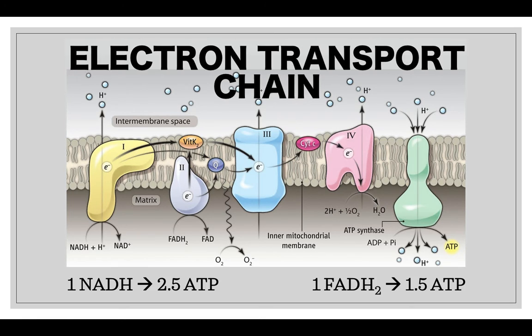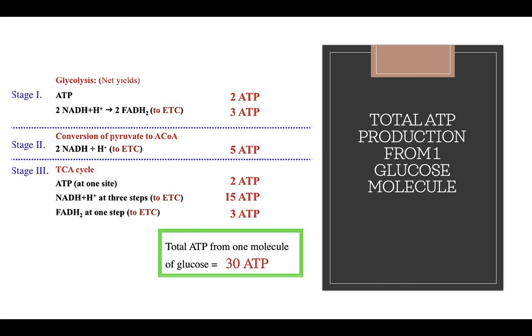In the citric acid cycle, the 6 NADH molecules generate 15 ATP and the 2 FADH molecules generate 3 ATP. Along with the 2 ATPs produced as is in the citric acid cycle, this yields a total amount of 20 ATP. Thus, the total ATP generated from one molecule of glucose equals 30 ATP.